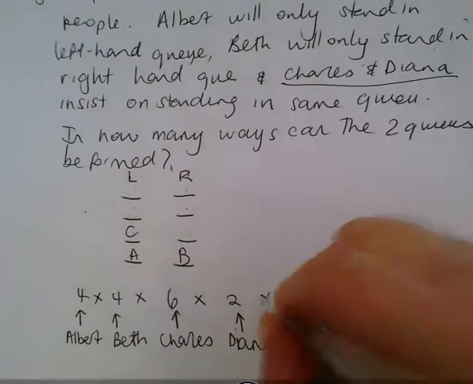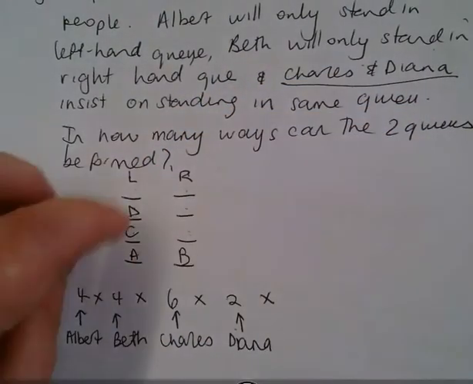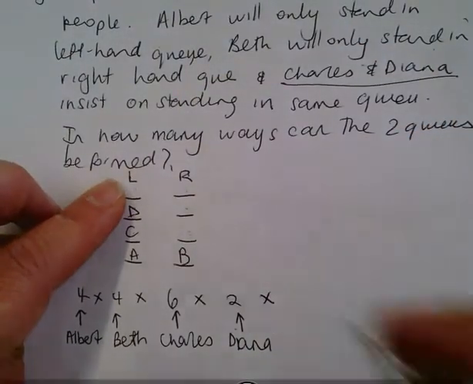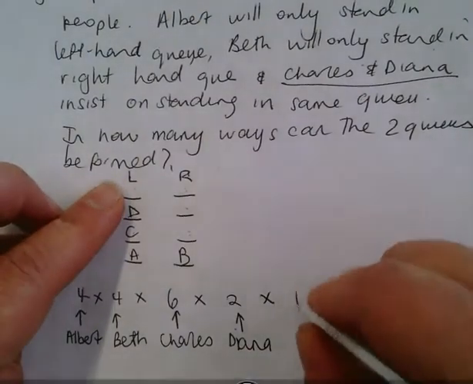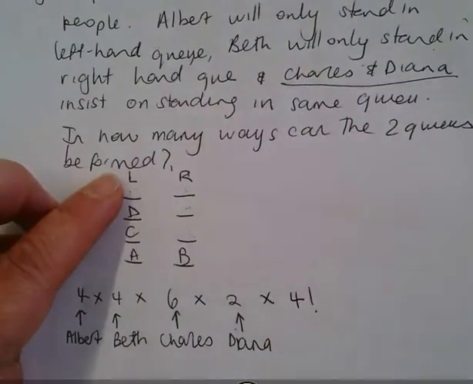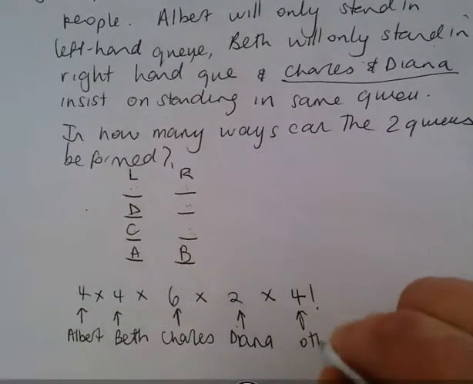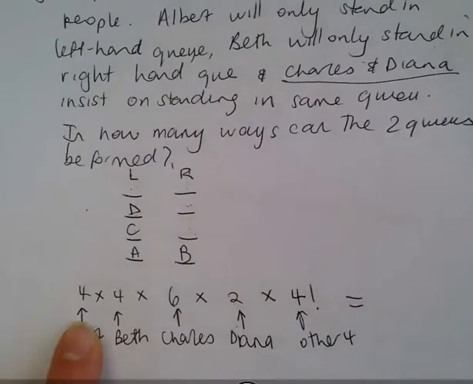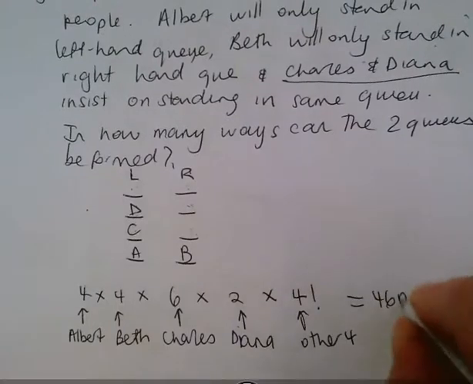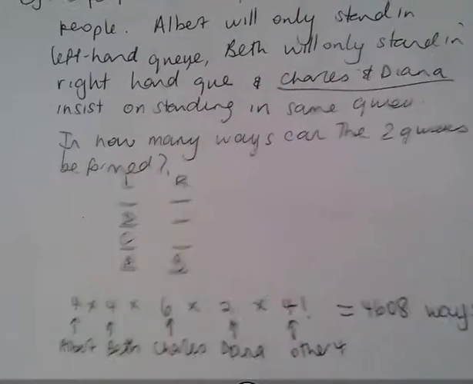Then we've got how many other people? I'll just put Diana here, for example, but she did have 2 choices. So now there's 1, 2, 3, 4 places left for the 4 other people. So how do I do that? Times 4 factorial. The next person has 4 choices, then the next one will have 3 choices, then the next one will have 2, and the last one will have 1. So that is the other 4 people. So, have we got an answer for that? 4,608 ways that they can be arranged in the queue.